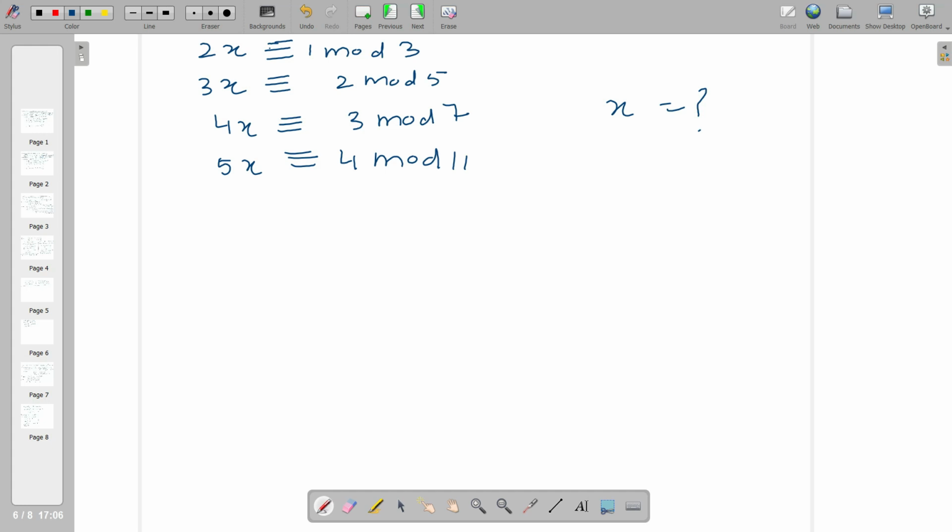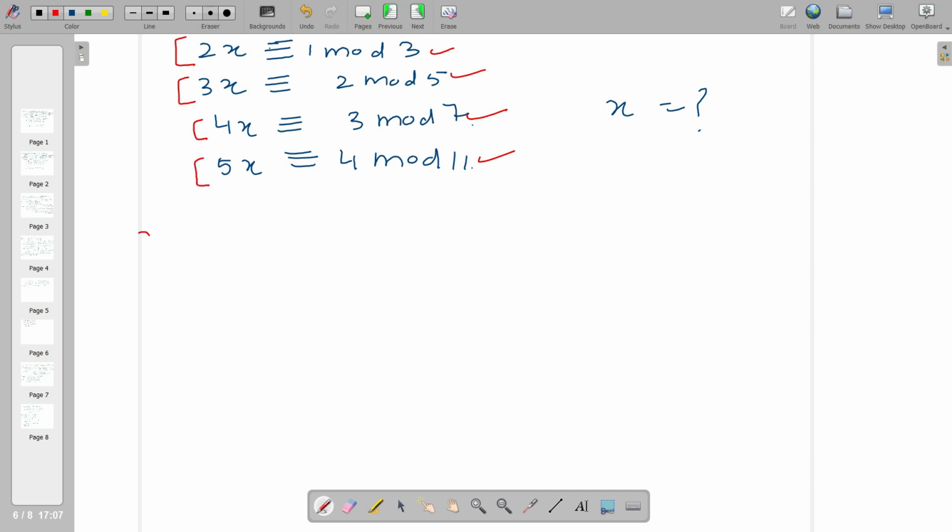So first we will check whether we can apply the Chinese remainder theorem. To apply it, the moduli 3, 5, 7 and 11 should be co-prime. So are these co-prime? Yes, they are relatively prime to each other. Now we can rewrite the equations for x.